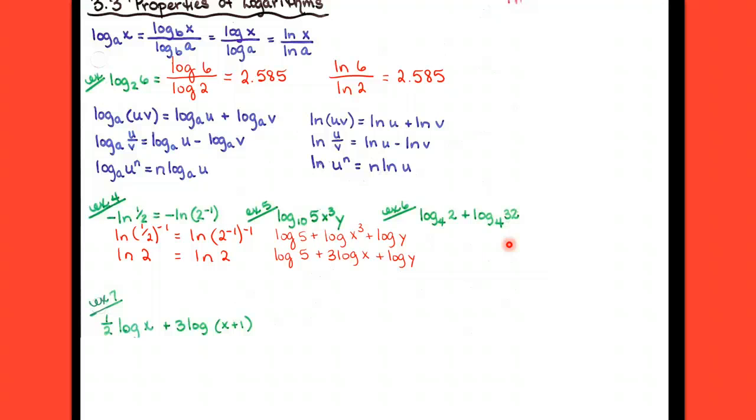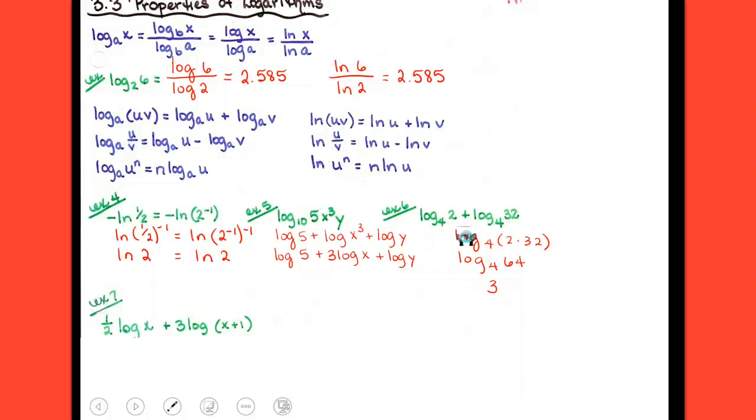So if I have 2 logs that have a common base and they're being added, what can I do? Multiply, right. So we would multiply the 2 times 32 and get 64. So what's the log base 4 of 64? 3, right, because we're saying 4 to the what equals 64, and that would just give us 3. 4 times 4 is 16, times 4 is 64.